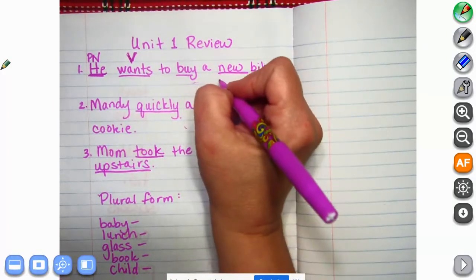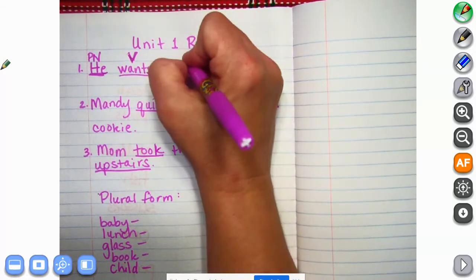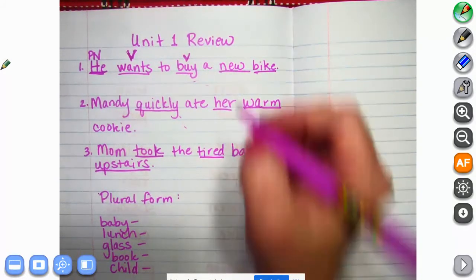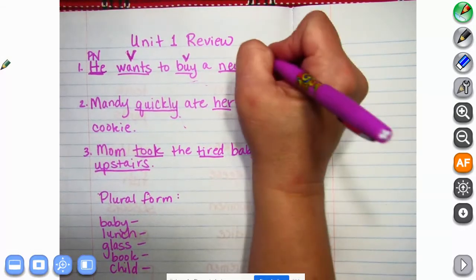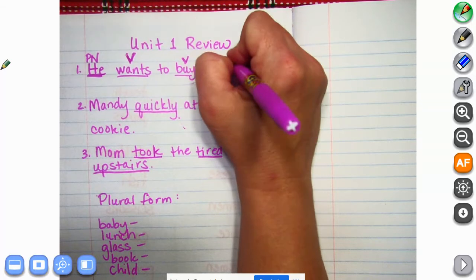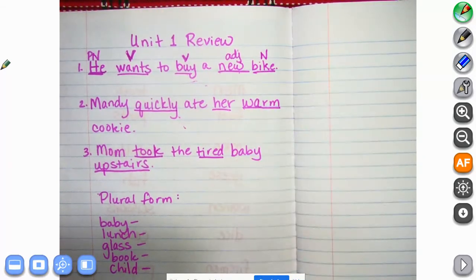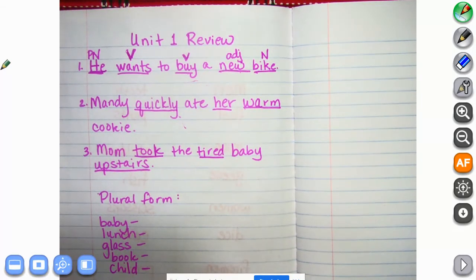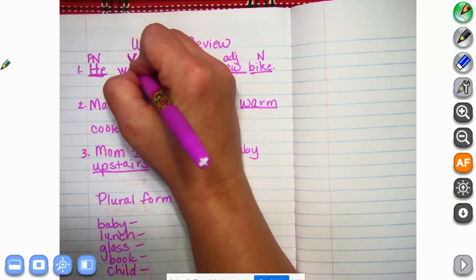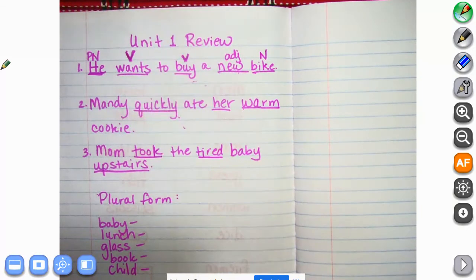To buy. Is that another doing? Another verb in there. A new bike. Bike is a noun, and new is an adjective telling us what kind of bike. Adjective. Okay, go ahead and copy those down. Push pause if you need to.